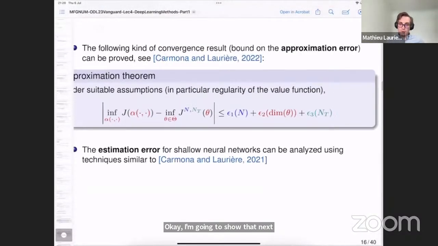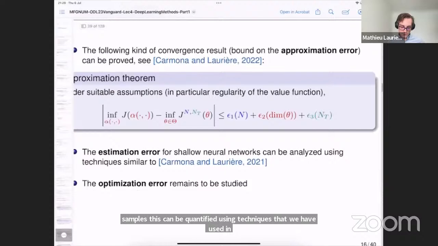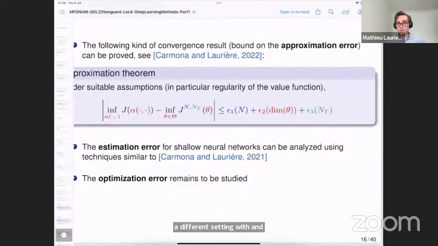The estimation error can be tackled. So the estimation error is related to the number of samples. Here, this is not quantified, right? I'm not saying anything about the number of samples. This can be quantified using techniques that we have used in a different setting with René. And the optimization error, as far as I know, remains to be studied. So this is the error made by stochastic gradient descent. And as of now, I cannot tell you after that many steps of stochastic gradient descent how close you are from the true solution.